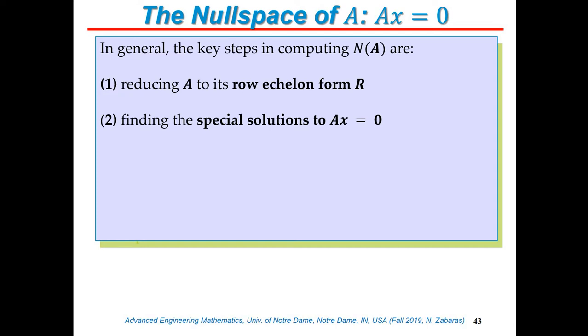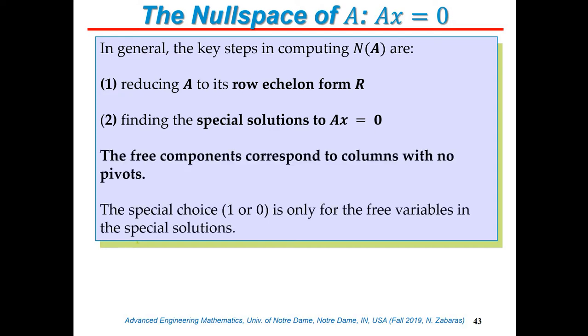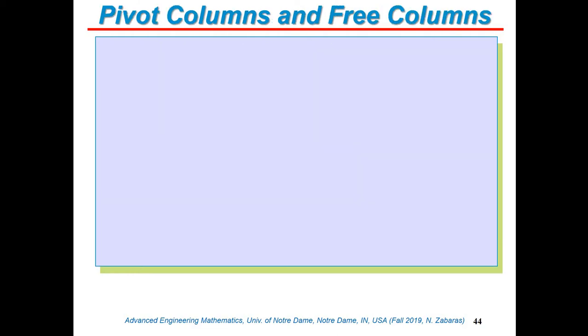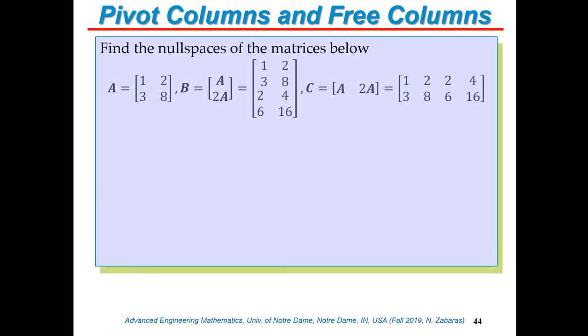So again, identify the free variables, take each of them to be equal to one with all the other free variables equal to zero. Then, by using AX equal to zero and having the free variables at fixed values, go and compute the pivot variables, and that will give you the complete vector X that satisfies AX equal to zero. All right, so let me start doing some trivial examples on this type of problem.